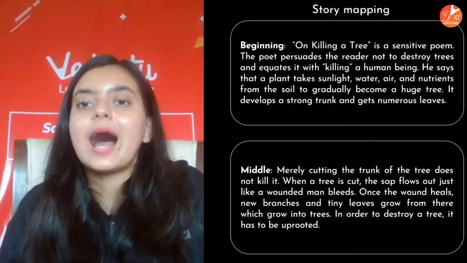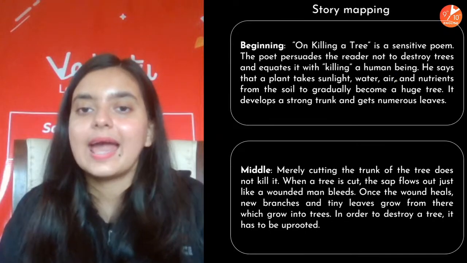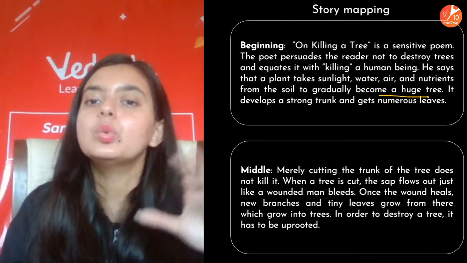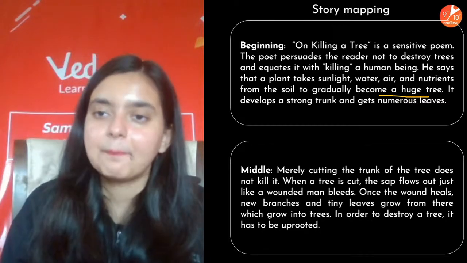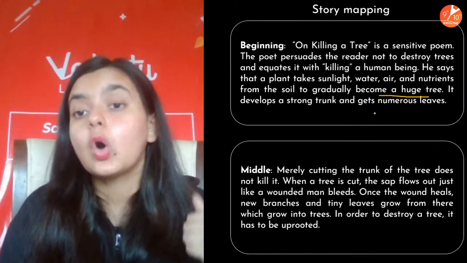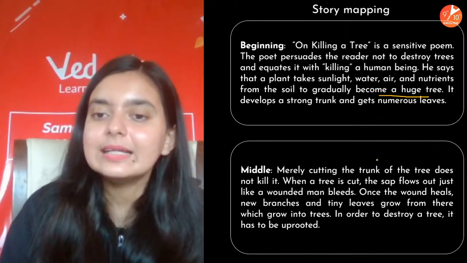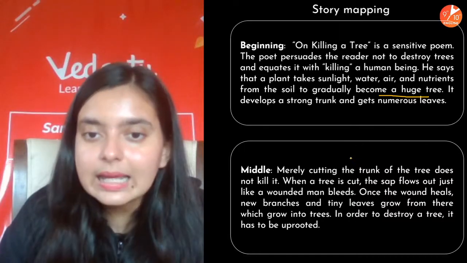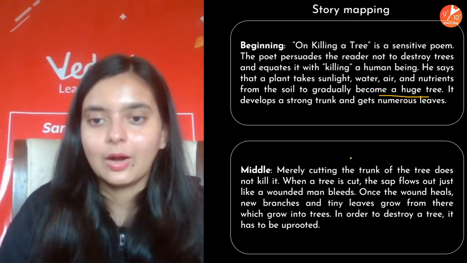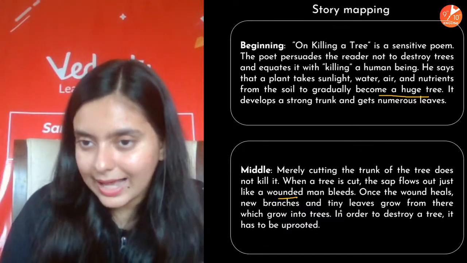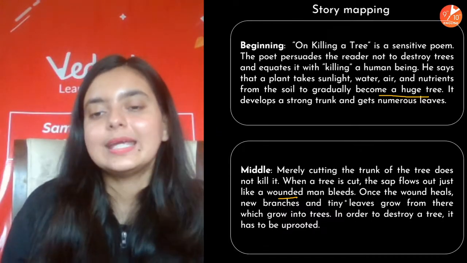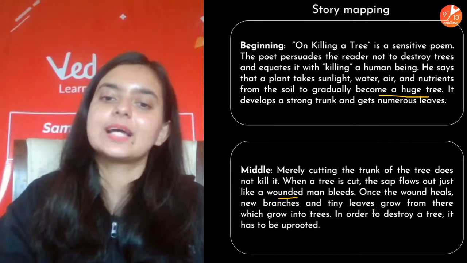And he says that plants take sunlight, water, air, nutrients, and gradually become a huge tree. So this is a long process, and it develops a strong trunk and numerous leaves. So merely if we cut the tree, we are not going to kill it. Only it would be wounded, and it would heal gradually, right? Once the wound heals, new branches and tiny leaves are going to grow.